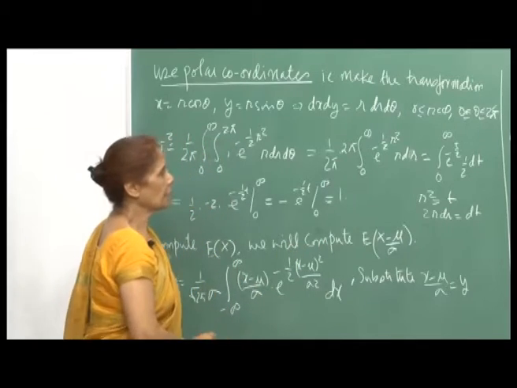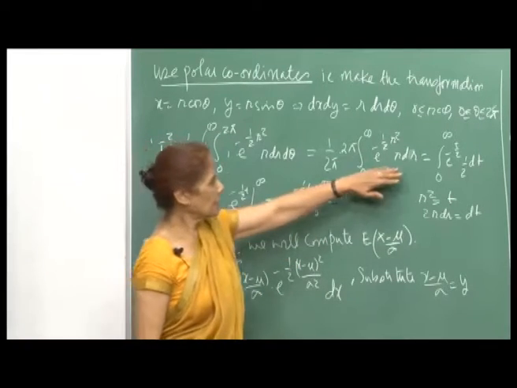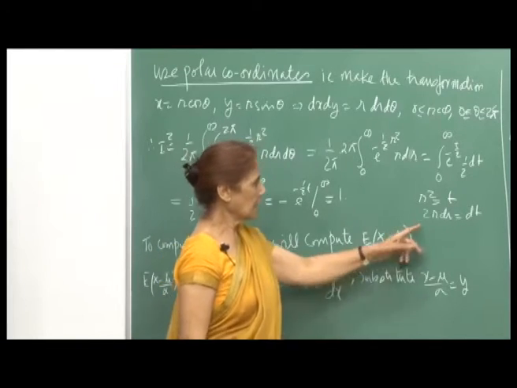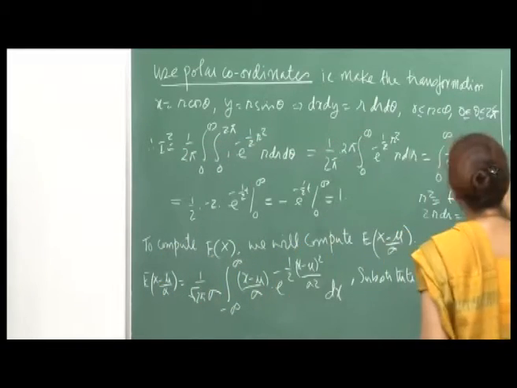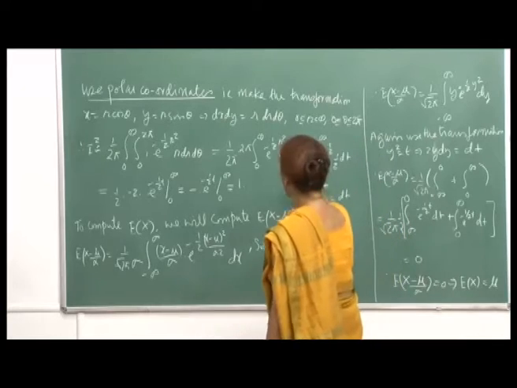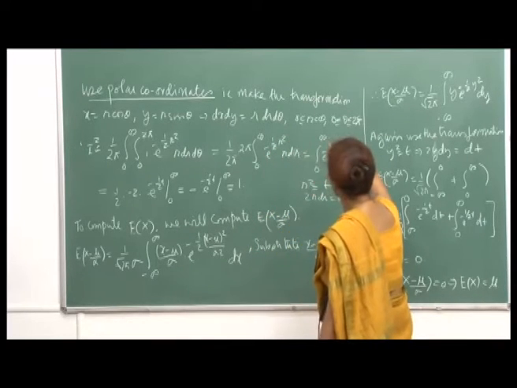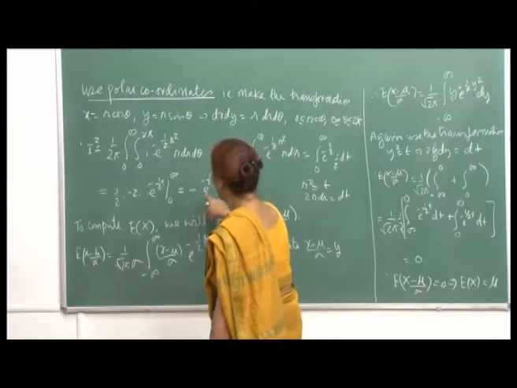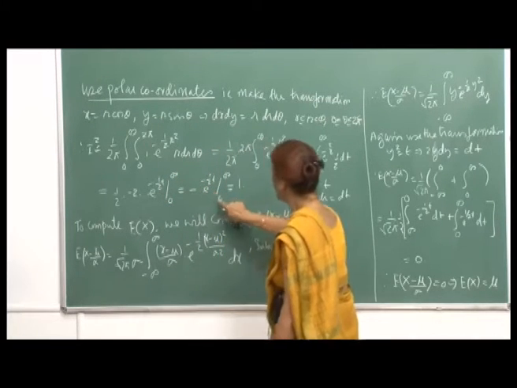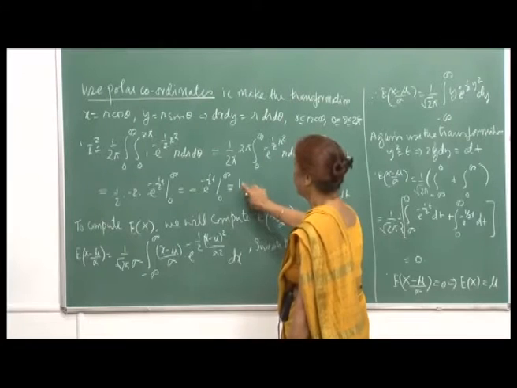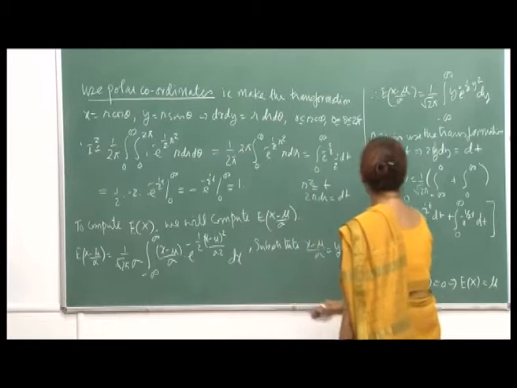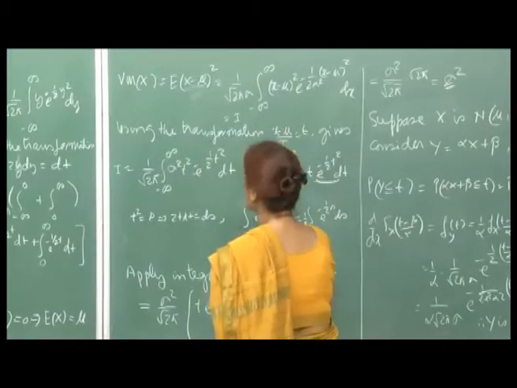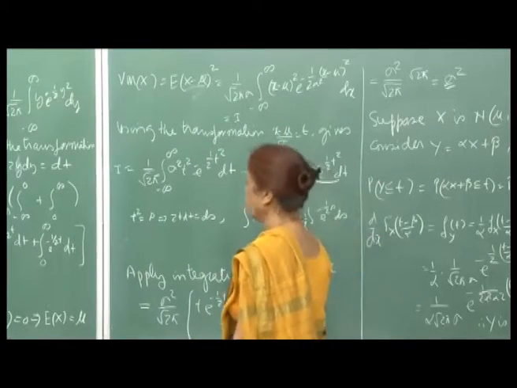And then it is only integration with respect to r, and to integrate this I make the transformation r square is equal to t, and so this helps me to reduce it further, and this is minus 2 times e raised to minus half t from 0 to infinity. So, this reduces to this, which is equal to 1. So, we have verified that the normal PDF that we have defined is a valid PDF.